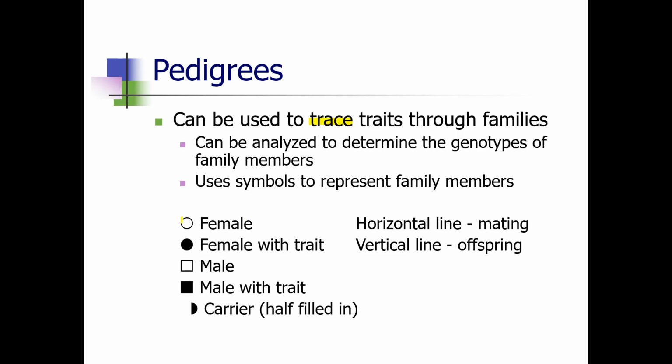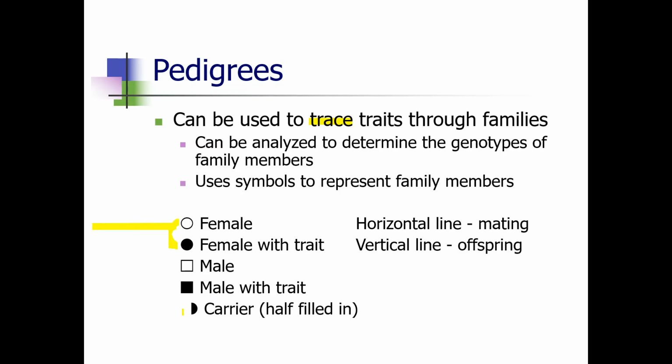So circles are females, and remember that females have curves, okay? So anytime you see a circle, that's a female. And then males are squares, okay? So if you have a circle or a square that is unfilled, that means that they do not have whatever trait it is that you are tracing. If they are filled in, that means that they do have the trait that you are tracing.